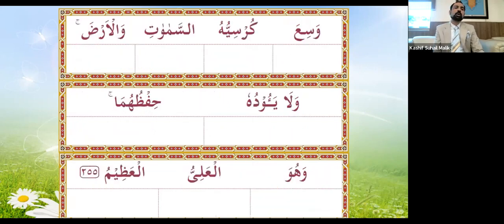Wasi'a kursiyyuhus samawati wal ard, wa la ya'uduhu hifzuhuma wa huwal aliyyul azim. So I'm sure from here you can identify many of them. As-samawat wal-ard, we know. Wala ya'uduhu, you can make two parts of it. Similarly, hifz. How many parts of this hifzuhuma? Two parts. Okay, two parts.